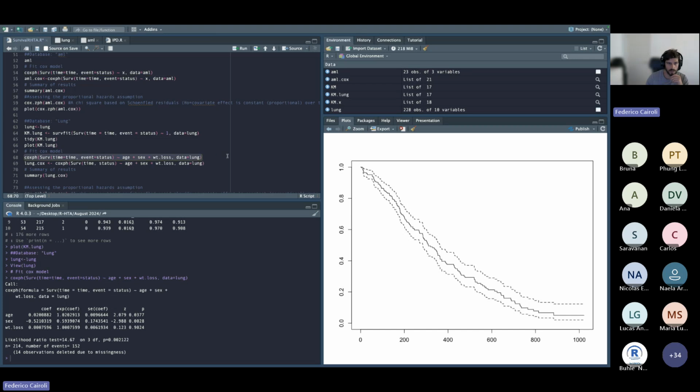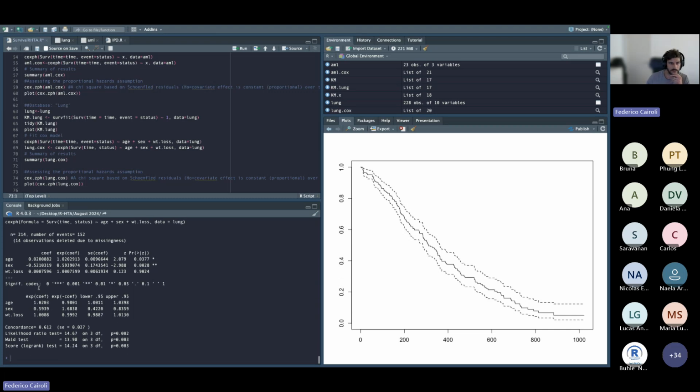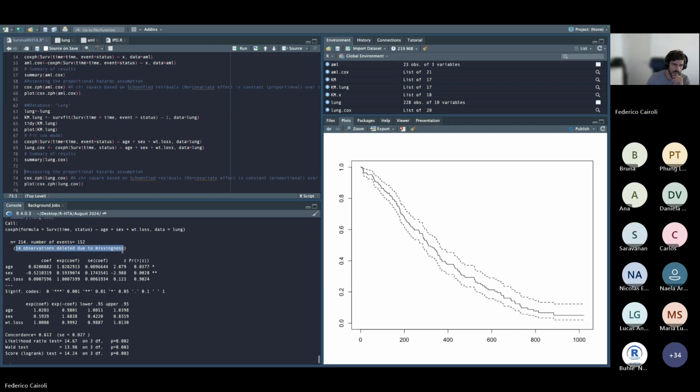So basically, we run the Cox model. We assign this Cox model to an object. In this case, I just put the name of lang.cox, and then we obtain the summary with more information. So now we are seeing that we have 214, which is the same as we can see here. So it's not the same. We have here 228. This is because we have NA, not available data, missing data. So you can see that there are 14 observations deleted due to missing. And then we have a total number of events of 152.